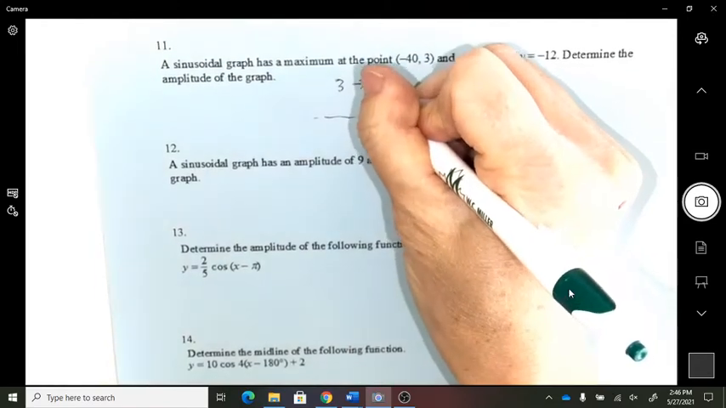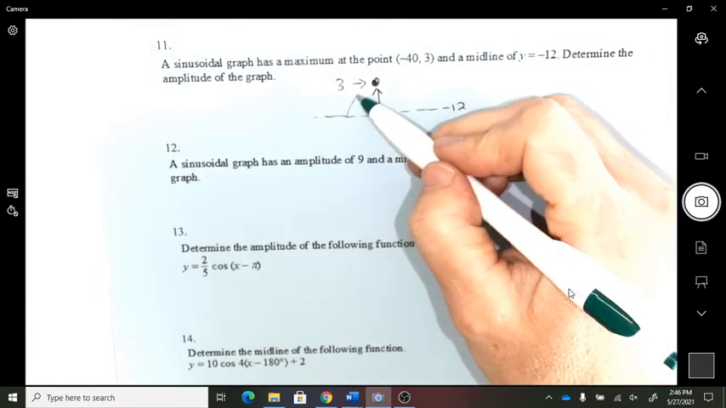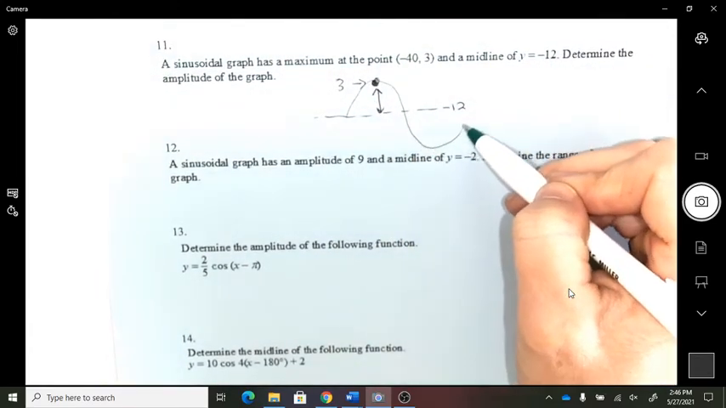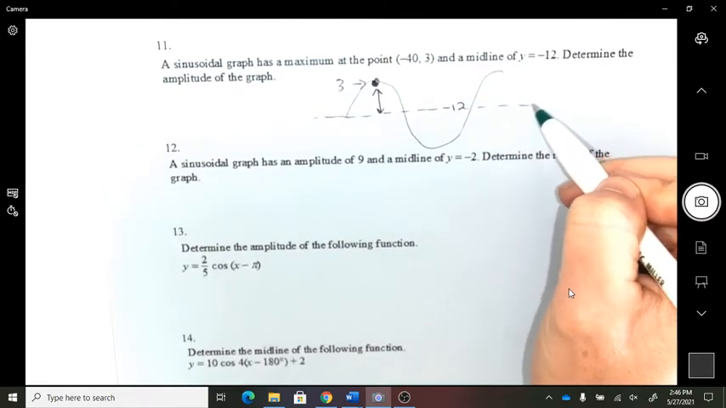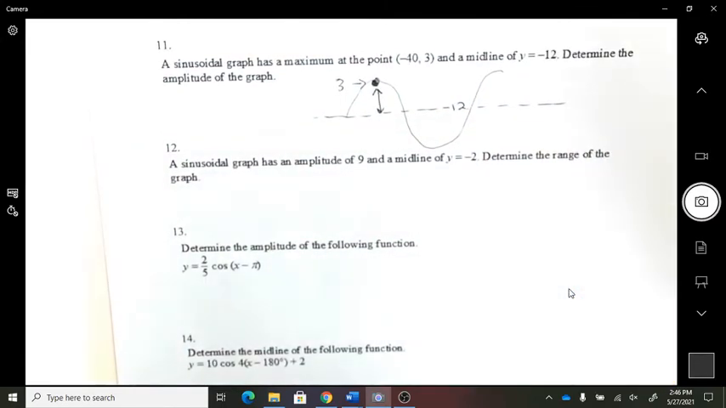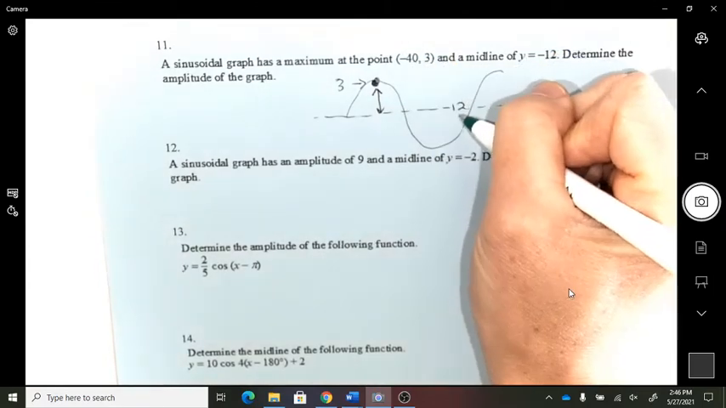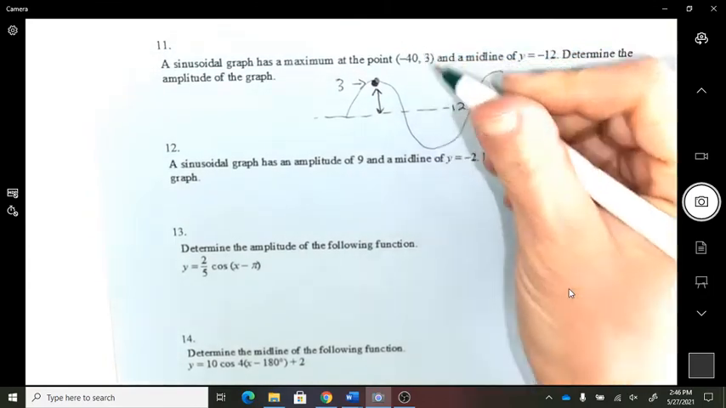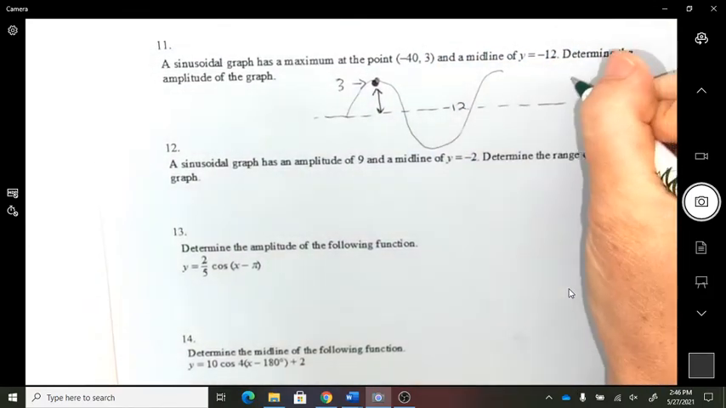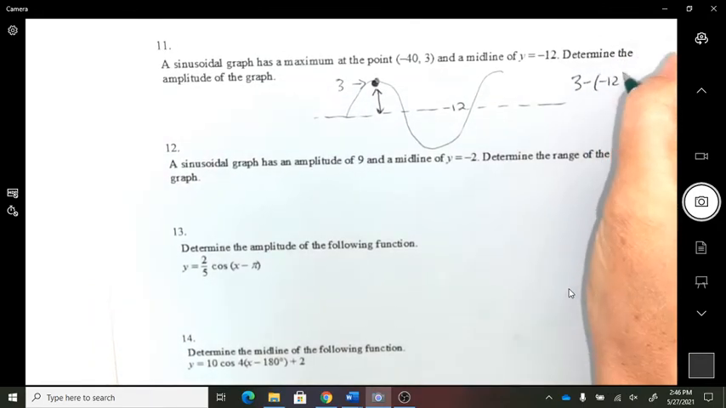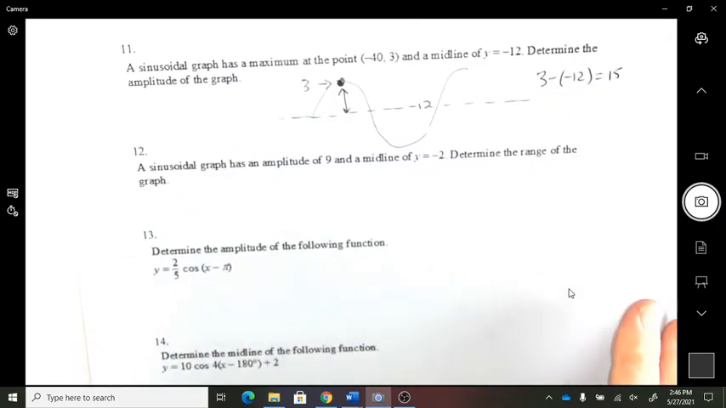You need to figure out the distance. So it's 15. 15, yep. So from a 3 to a -12, there would be an amplitude of 15.